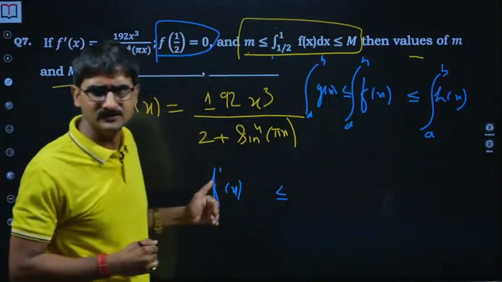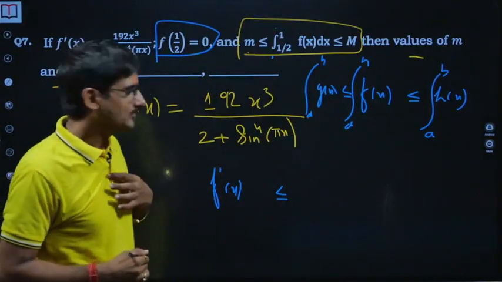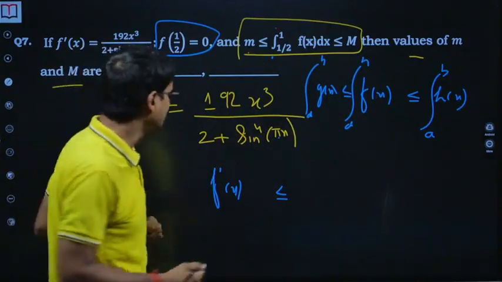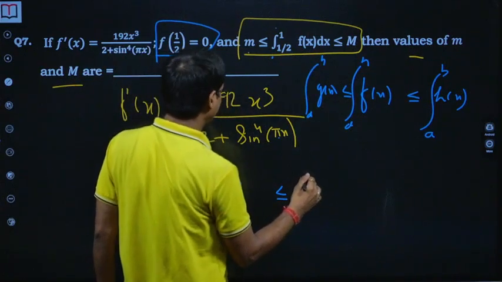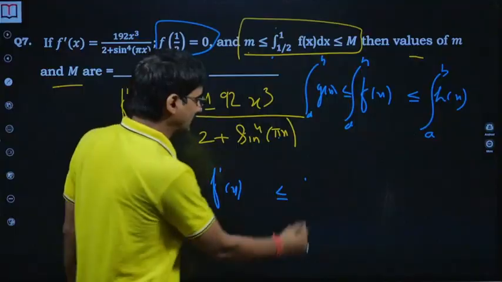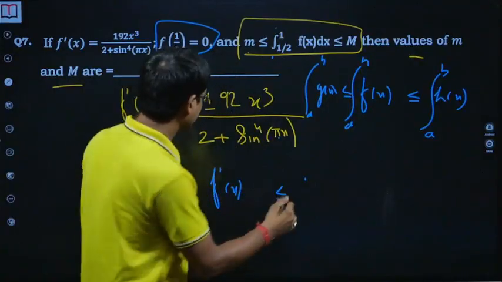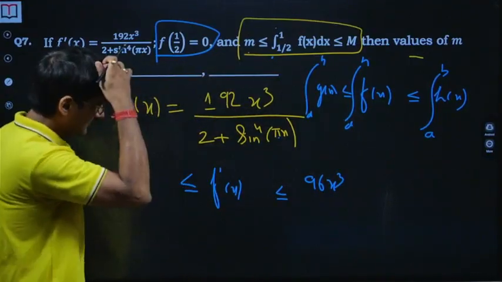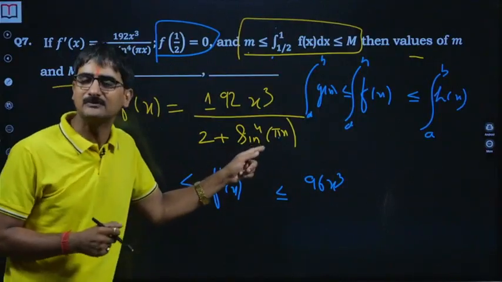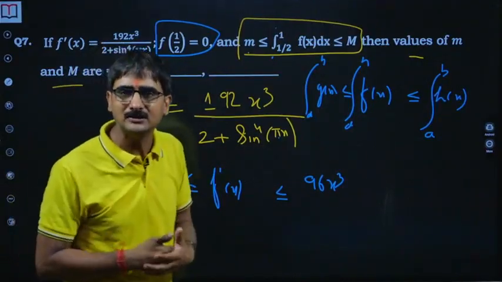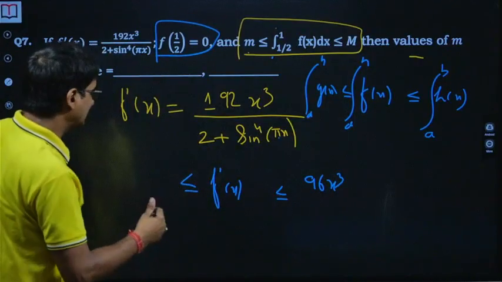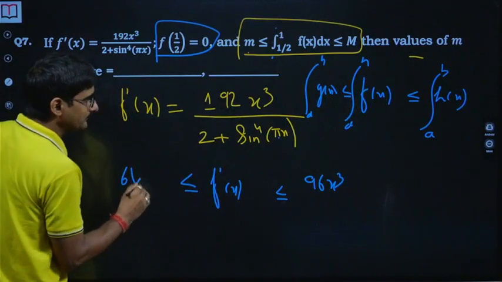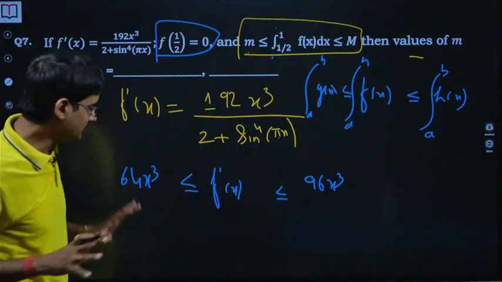the maximum value, which will be when the denominator is minimum. Minimum denominator means sine pi x is 0 when x is equal to 1, so it is 192 by 2, which is 96 x cube. And it is greater than, if I use x as half, so sine pi by 2, when the denominator is maximum the value is minimum, so it is 192 by 3, which is 64 x cube.